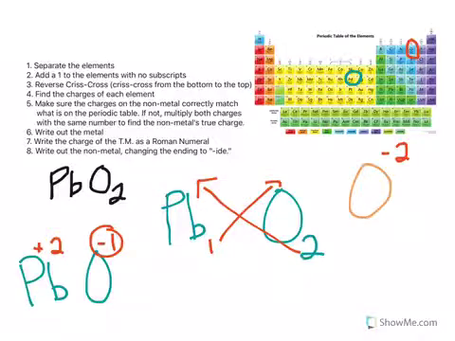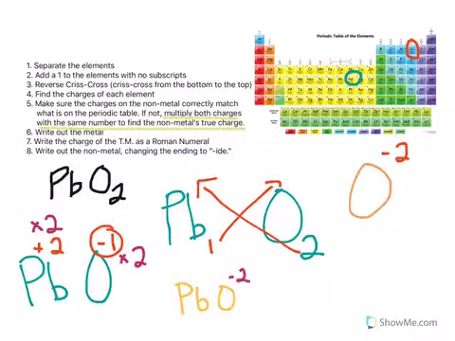But what I can do is multiply both charges by the same number to find the nonmetal's true charge. I know that oxygen's true charge is -2. So I can multiply by 2. That gives me a -2 charge for the oxygen and a +4 charge for the lead. Found my charges, we're good.